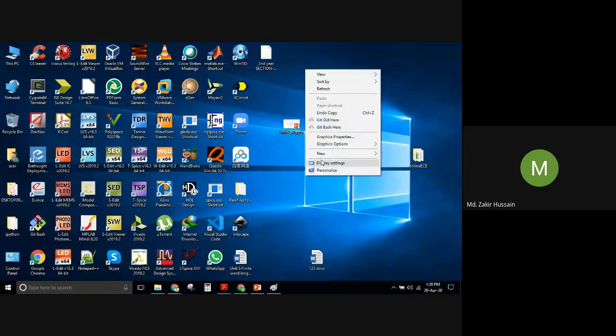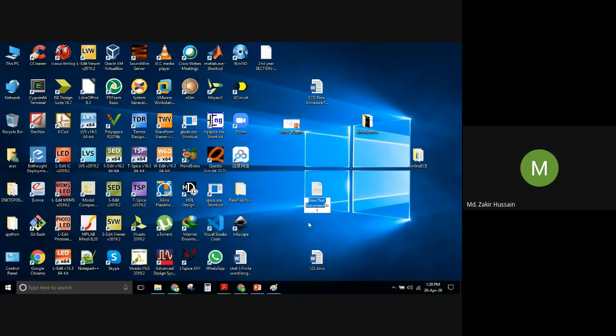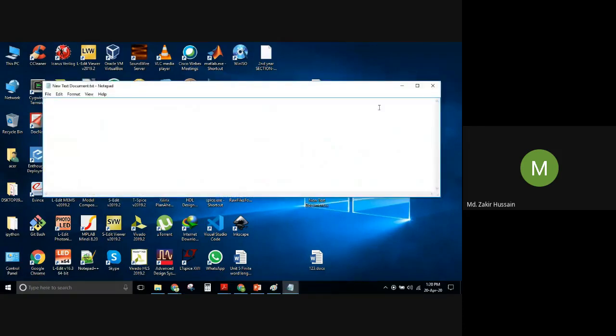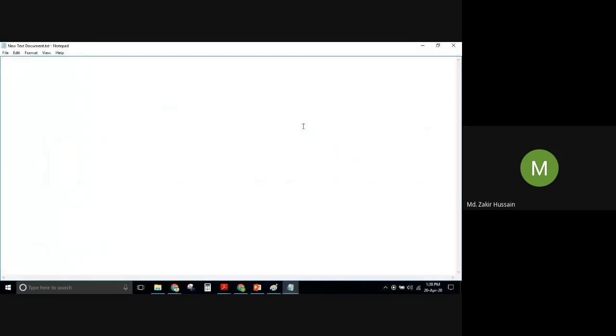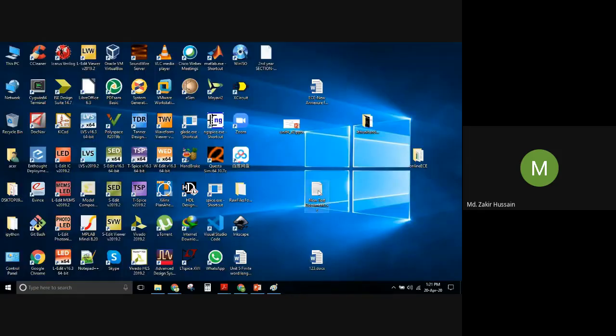Possibly I may open some text here, and I may write print something in Python. I can directly write print hello, something like that, or 5 + 6. At this point, I did write this, but I'm also storing it, for example. So these two things are happening at this instant of time.